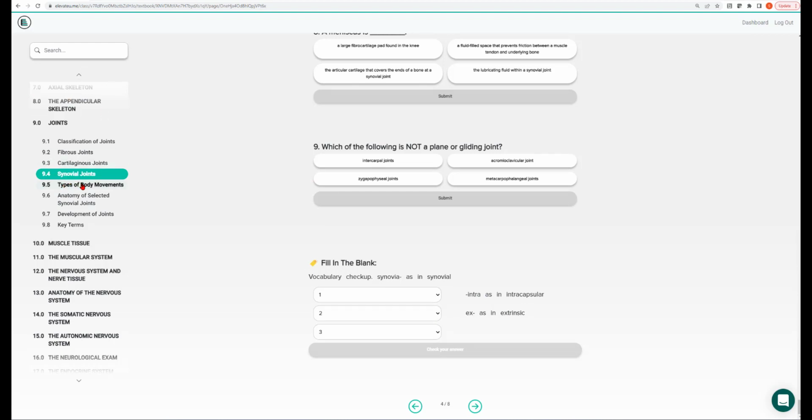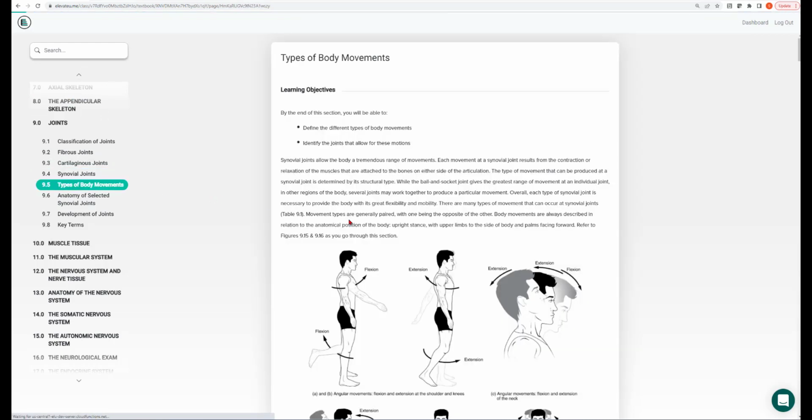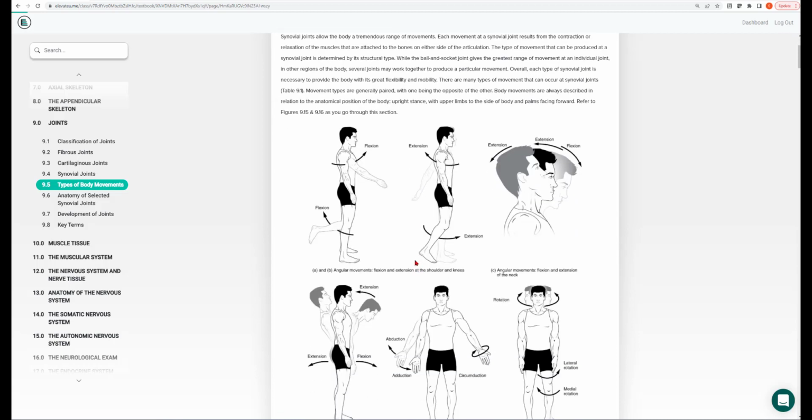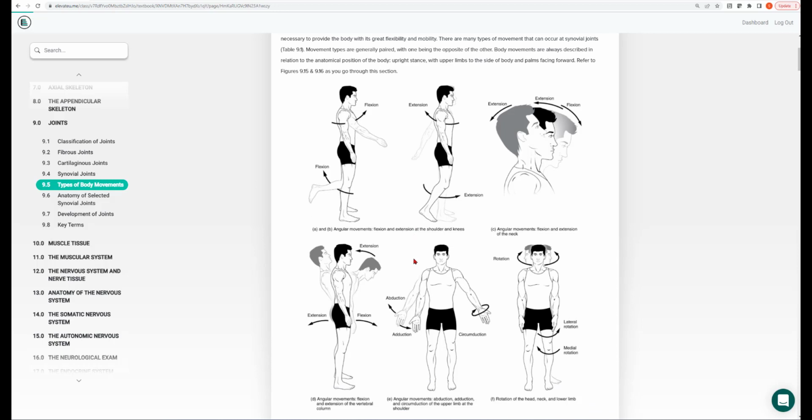Let's move on to 9.5, types of body movement. These are all movements that are also described in your pre-lab for lab 5, and the same list of movements are the ones I want you to focus on here. Basically, all of these synovial joints in our body are diarthrotic joints that allow us to move freely, allow our body to move in very predictable ways. And each of these movements has an opposite movement.